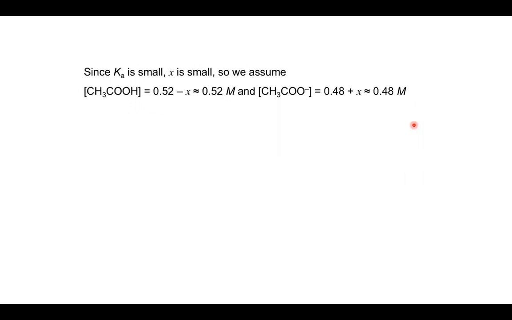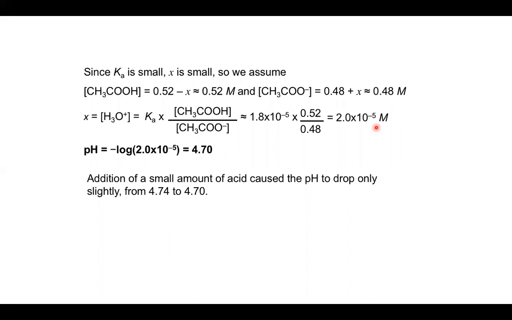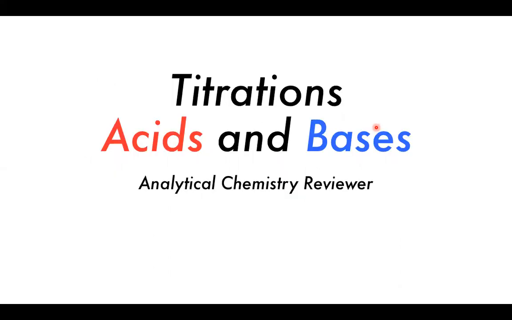So since Ka is small, X is small, and so we assume then the acetic acid concentration is this, and the acetate concentration is this, then fill in the values into our X expression, and we find out that the hydronium ion concentration is 2.0 times 10 to the minus 5 moles per liter, and pH is equal to minus log to the base 10 of 2.0 times 10 to the minus 5, which is equal to 4.70, which is, again, a very small change in pH. The addition of a small amount of acid caused the pH to drop only slightly from 4.74 to 4.70, a very, very small amount. And so that was the buffer which enabled that to happen.